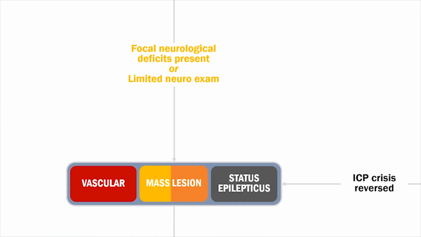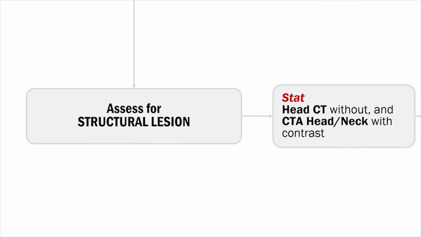Once the intracranial pressure crisis has been addressed, we need to consider this short but dangerous differential, especially when the patient has focal neurologic deficits or your examination is suboptimal. Vascular lesions, such as basilar artery occlusion, venous sinus thrombosis, and hemorrhage. Mass lesion, which by the way can be neoplastic or infectious, like a brain abscess. And status epilepticus.